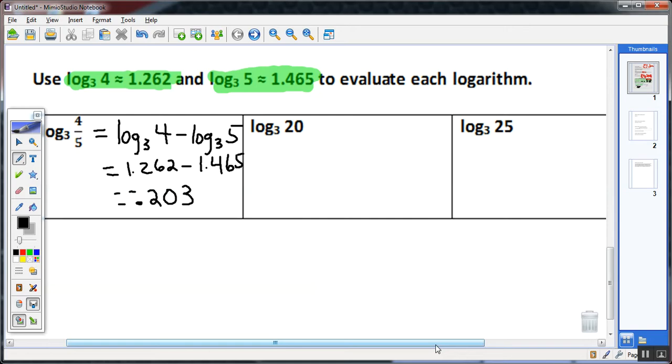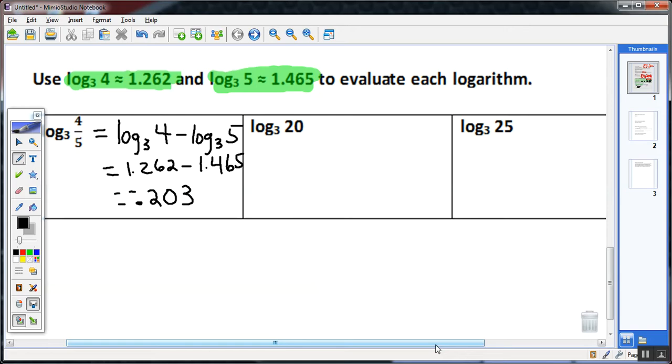Anybody want to tell me how you can use log base 3 of 4 and log base 3 of 5 to form log base 3 of 20? Jazzy, you want to help me with that? Okay, so what was your logic behind that? So in order to do those, we have to find the numbers from 4 and 5. Okay, so we've got to figure out how to use the 4 and the 5 to get to what, kids? Well, 4 times 5 is 20, so we can use them.